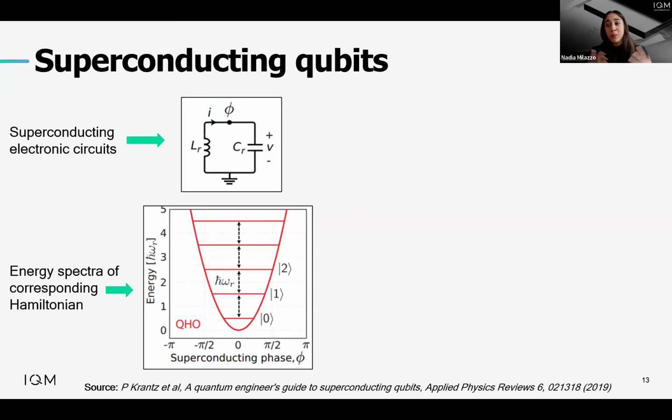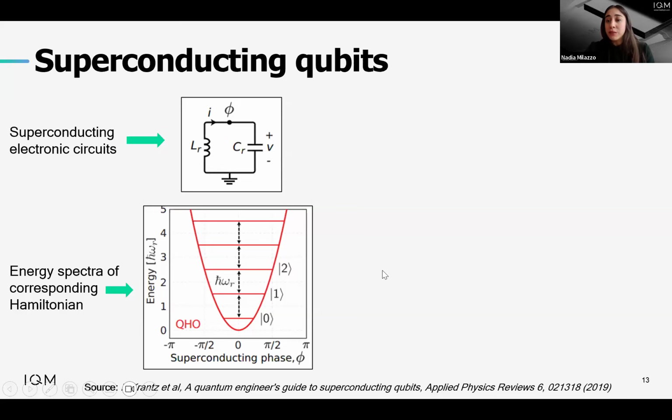And there you will probably also remember that there was this potential energy that looked like this parabolic behavior. So what we have is something similar. Here the QHO stands indeed for quantum harmonic oscillator, and the energy of this circuit can be described as this model, which is very convenient.